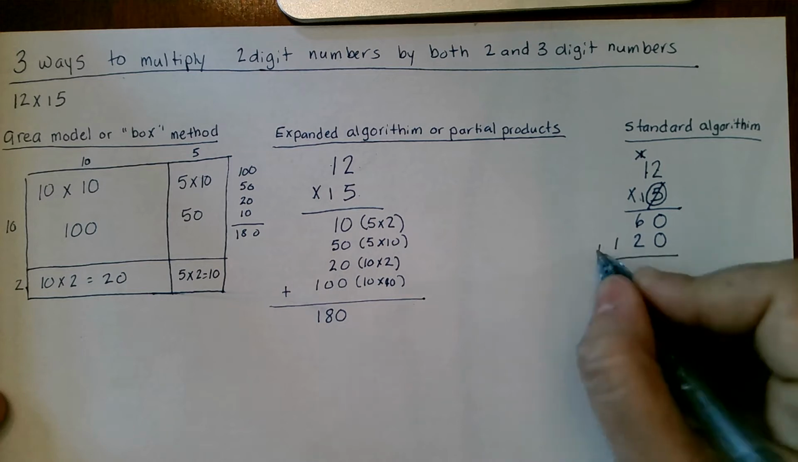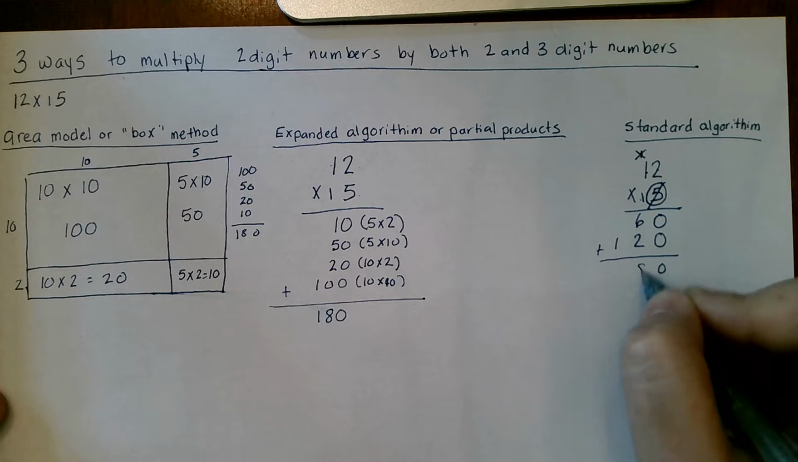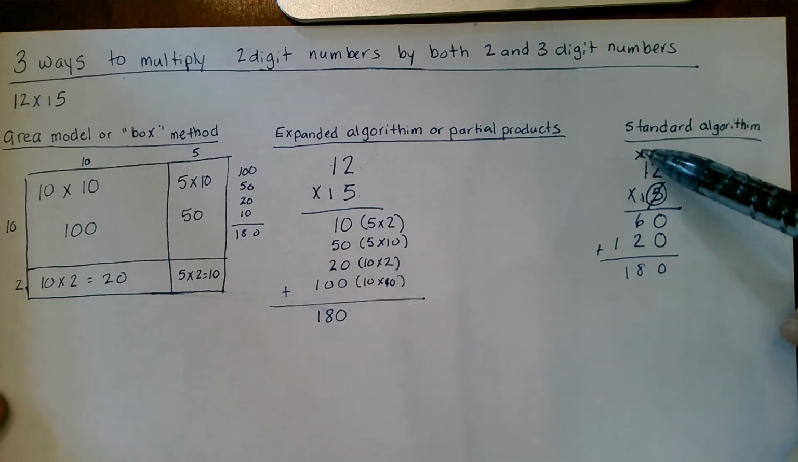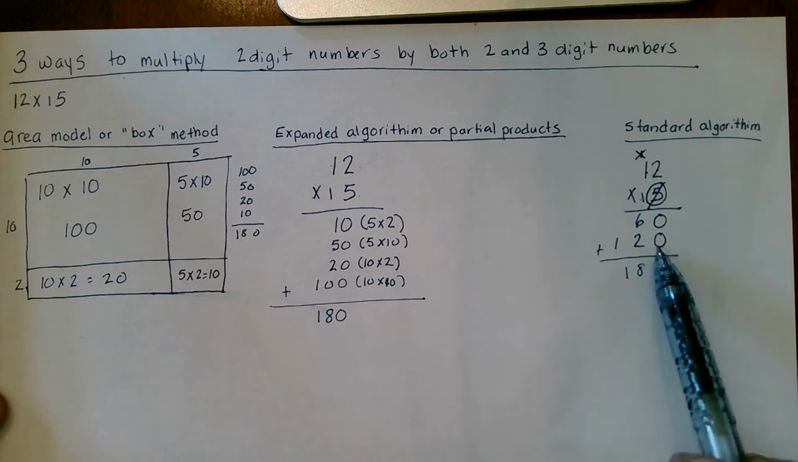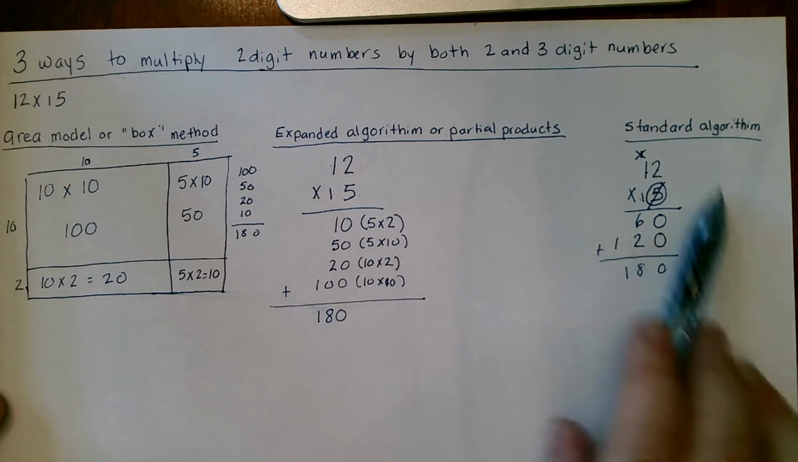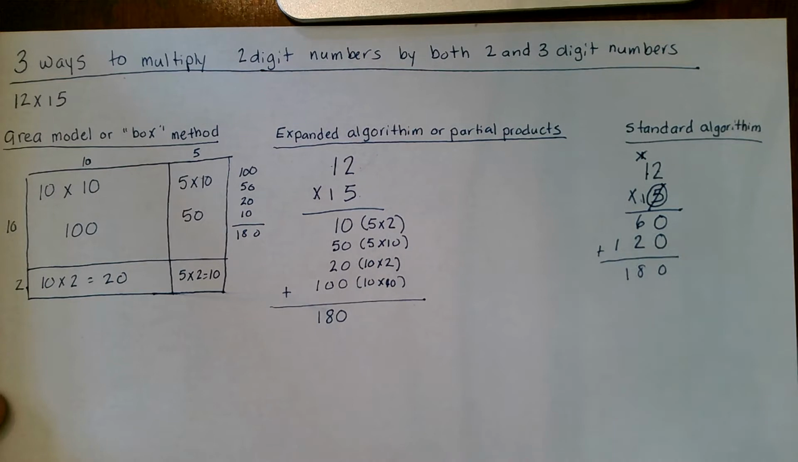And then we're going to add it together. 0, 8, and 1. So they can see the connections between what we did here and that we're carrying, and then down at the bottom, they can see why they had to put that 0 in. So once they learn these processes, we move into the standard algorithm.